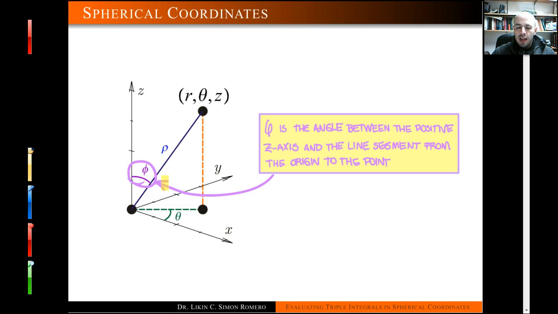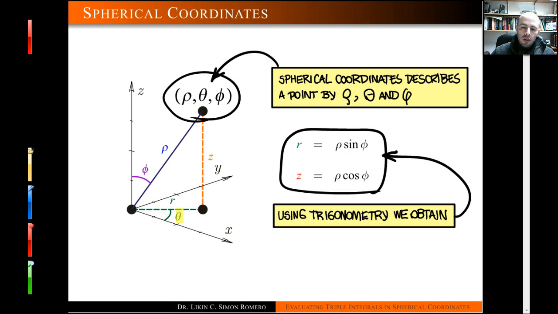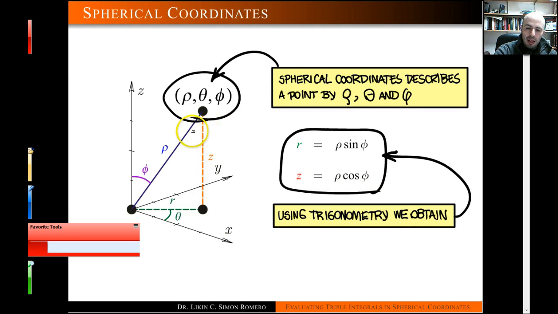So we have rho and phi. And the other one is going to be theta, that we already know. So in spherical coordinates, we're going to describe a point by rho, theta, and phi, more or less the same way that we did with polar and cylindrical coordinates. Now, by trigonometry, we know that r is going to be equal to rho sine of phi, and the other side of this right triangle is going to be given by rho cosine of phi. Notice that in this triangle, this is also the angle phi.